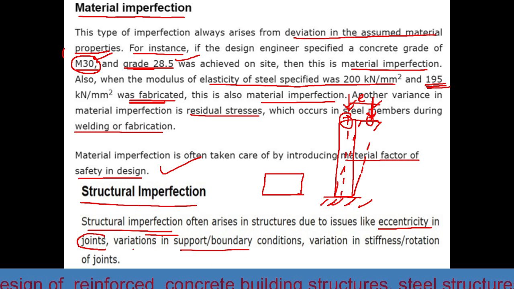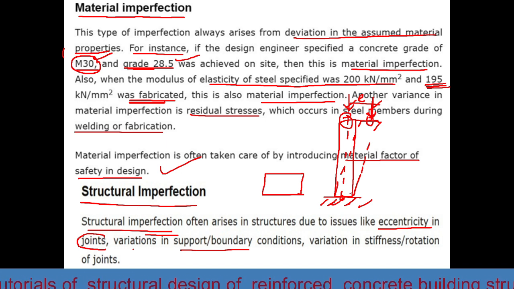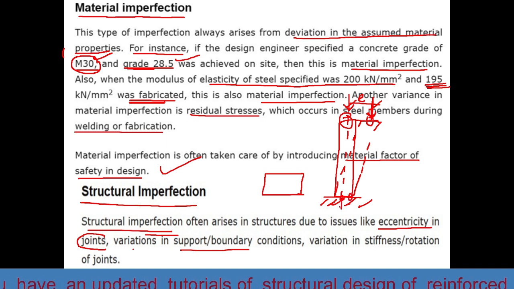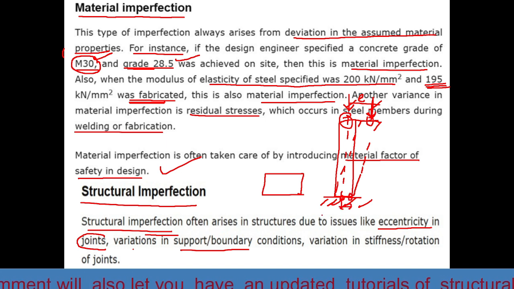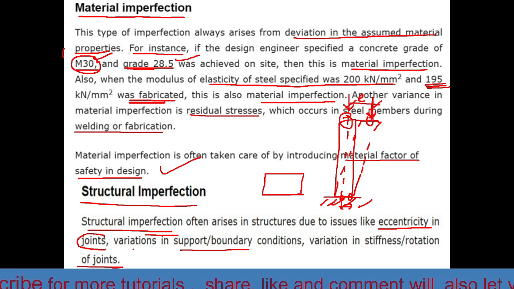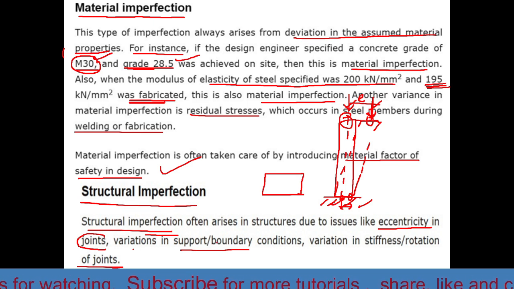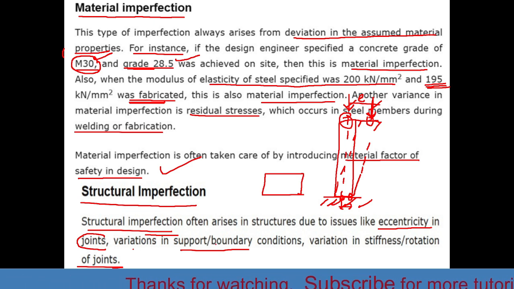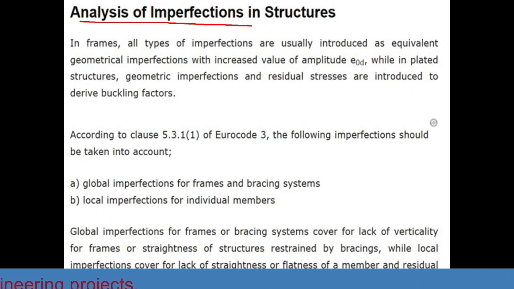and variation in support or the boundary condition. So the support may be shifted from this point to this point. So there may be a shifting of support, variation in stiffness or rotation of joints. So all those structural imperfections will be accounted for during the design of the structural member. And so, analysis of imperfections in structure.